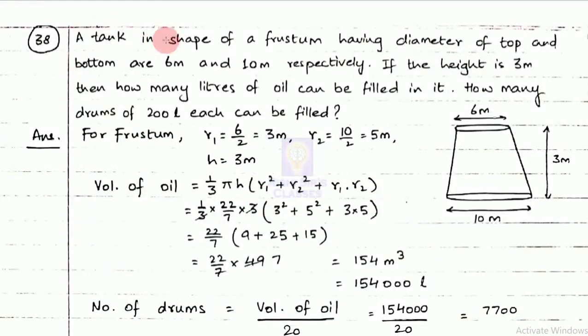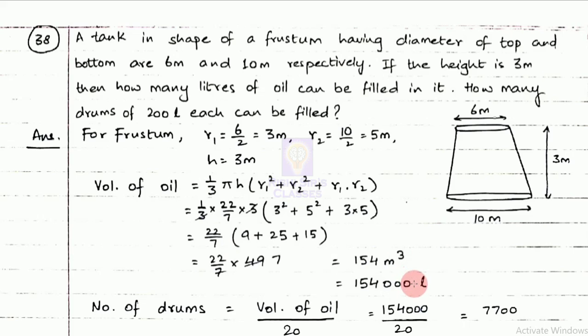A tank is in the shape of a frustum having diameters of top and bottom as 6 and 10 meter. If the height is 3 meter, then how many liters of oil can be filled in it? How many drums of 200 liter each can be filled? We have been given all the dimensions. We just need to put the correct values in the formula and find the answer. And we should know the relation that 1 meter cube is equal to 1000 liter.